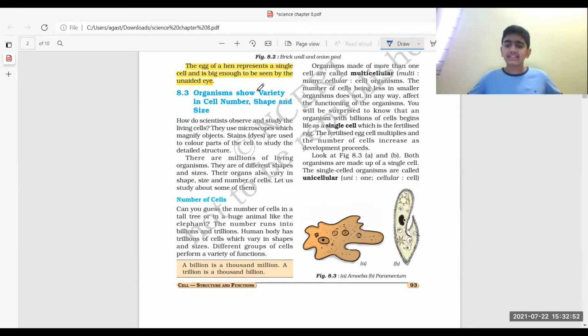This fertilized egg again multiplies. The number of cells increases as it multiplies. Next, the single-celled organisms are called unicellular. Understood? The single-celled organisms might be amoeba, paramecium. These are single-celled. They only have one cell, but we have not thousands, but trillions of cells.